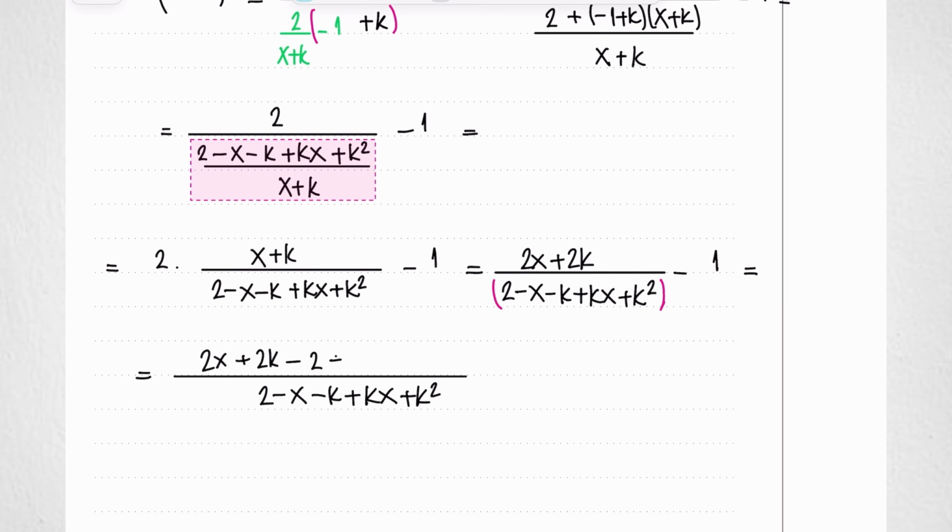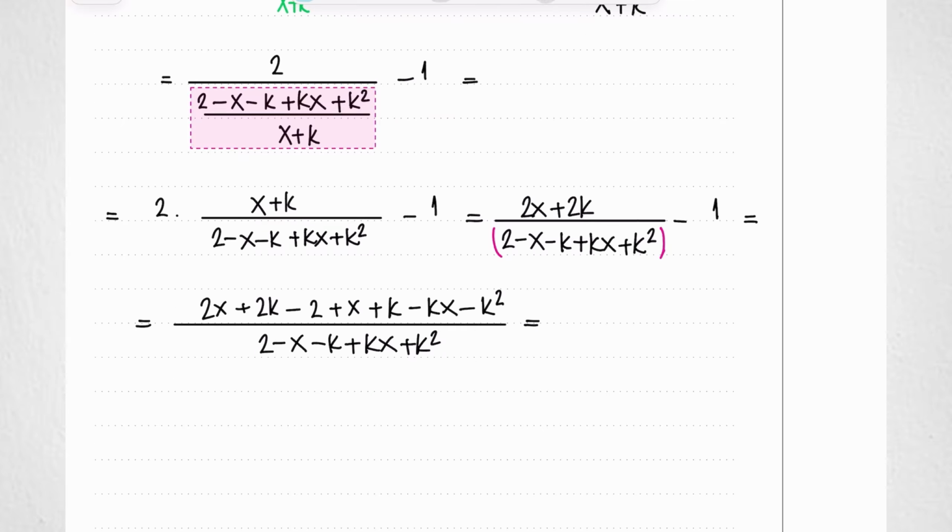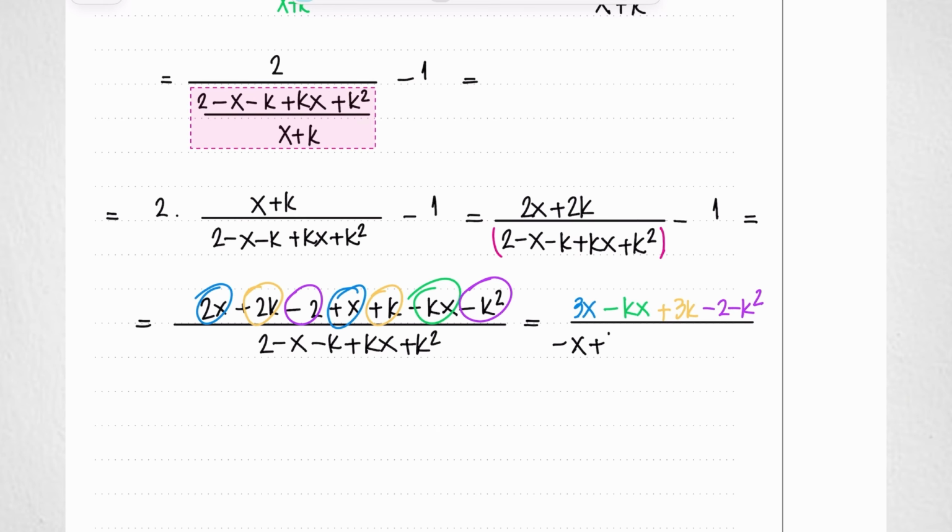So minus 2 plus x, we need to flip every sign, plus k, minus kx minus k squared, which means that we have 3x minus kx plus 3k minus 2 minus k squared, all that over negative x plus kx plus 2 minus k plus k squared.